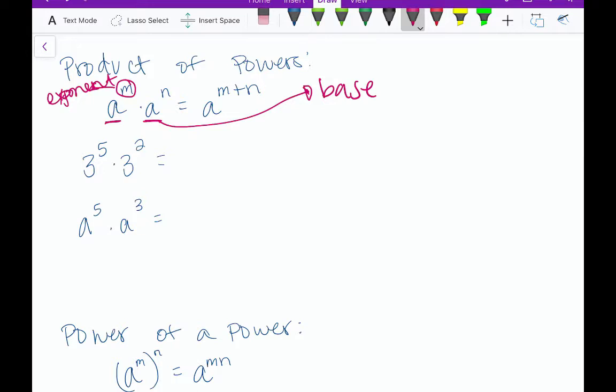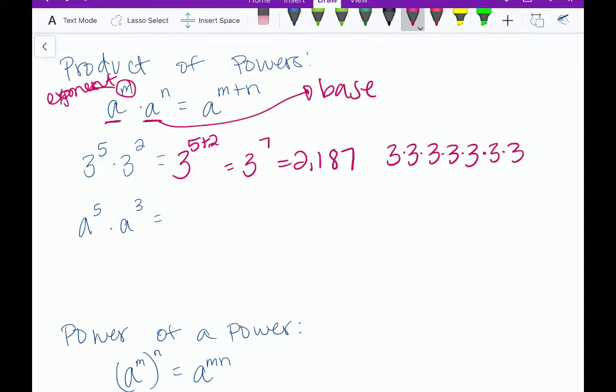So 3 to the 5th times 3 to the 2nd is equal to 3 to the 5 plus 2, which is 7. So this is the same as 3 to the 7th power, which is equal to 2,187. Just real quickly, let me show you why this is true. So 3 to the 5th is 1, 2, 3, 4, 5. And then times 3 to the 2nd, which is 1, 2. So as you can see here, I now have 3 multiplied 7 times, which is where this comes from. So that's kind of where we get that rule.